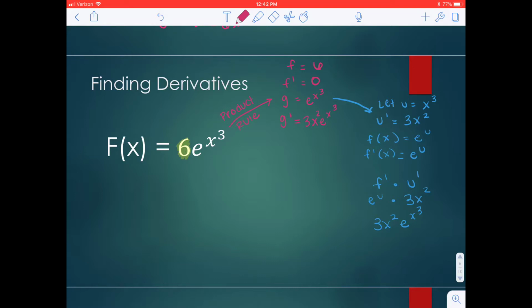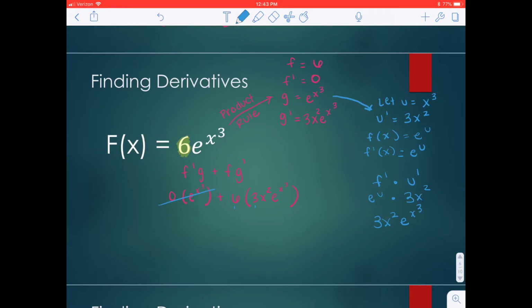So for product rule, I have f prime g plus f g prime. So f prime is 0 times e to the x to the third plus 6 times g prime. And in my first term, because I'm multiplying by 0, this goes away. And if I take 6 and multiply that by 3, that gets me 18x squared e to the x to the third. And that represents my final derivative.